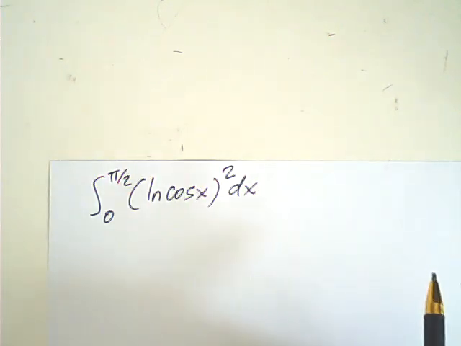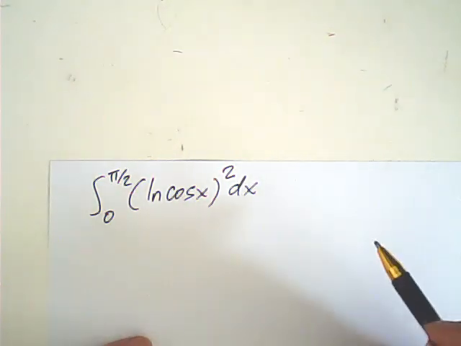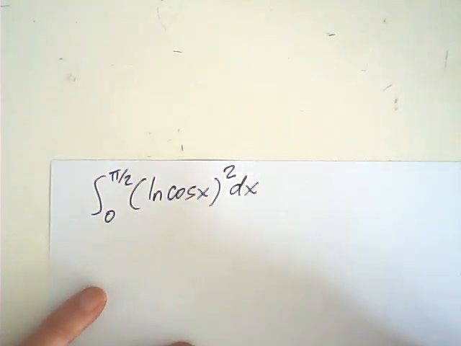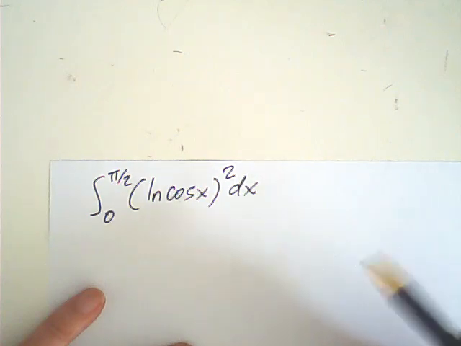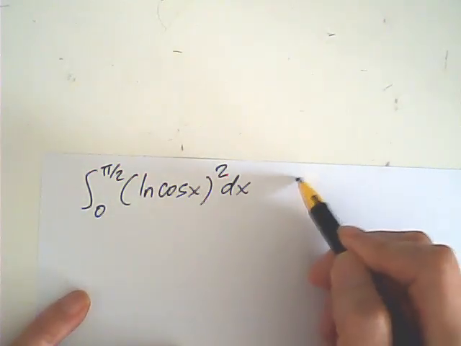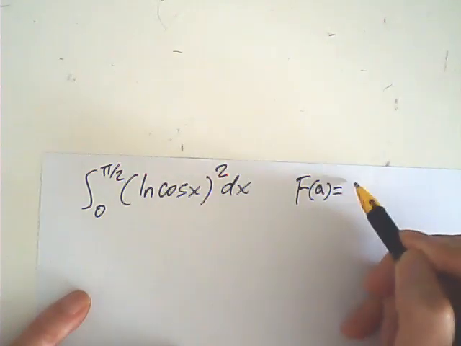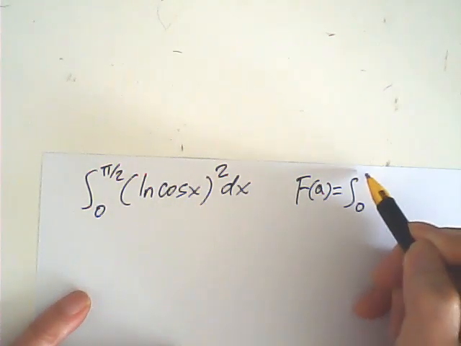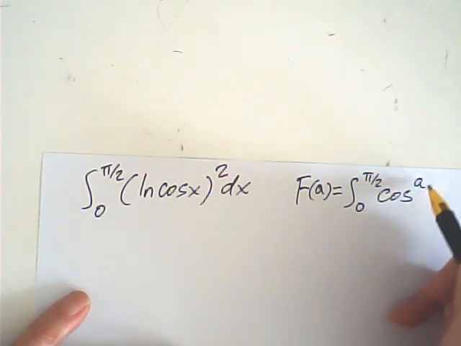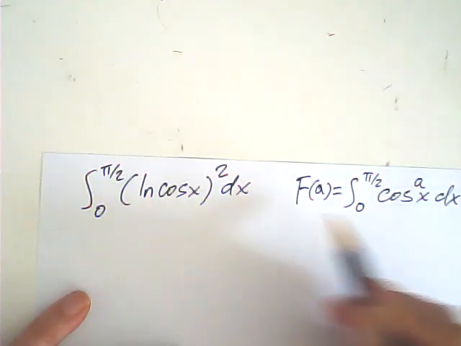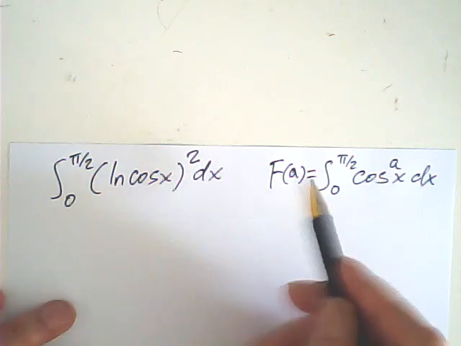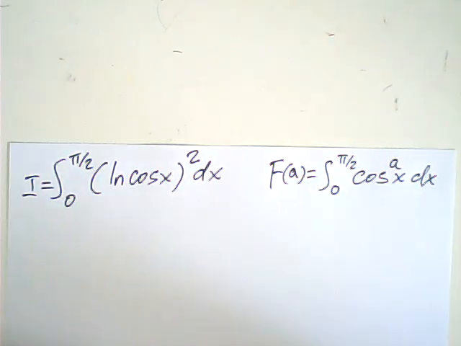This is not an easy integral. I saw somebody using very nice methods on YouTube, and it's well done. Here I have a little different method, so I would like to share with you. I define f of a as an integral from 0 to half pi of cosine to the power of a. So this is my f of a. I tried to use f of a to find my integral I.